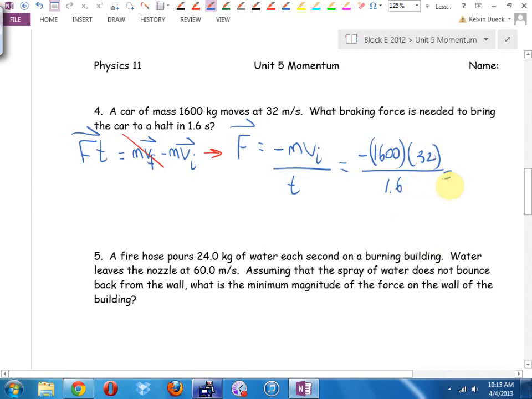I think I can do this in my head, because 1600 divided by 1.6 is going to be 1,000. I think negative 32,000? Double check me. Could be wrong. Negative 32,000? Units? Newtons.